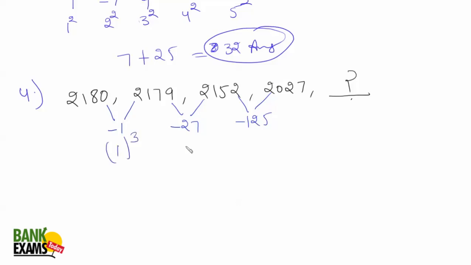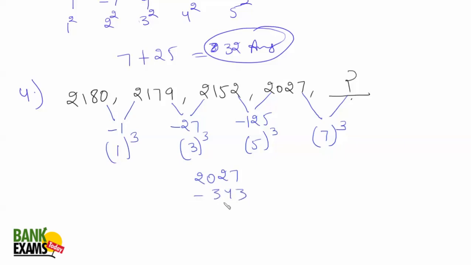It's 1 the cube, 3 the cube, 5 the cube. These are all consecutive odd numbers. The next one should be 7 the cube. Obviously I have recommended all of you to learn the cubes and squares up to at least 25. So 7 the cube, as we all know, is 343. So 2027 minus 343 becomes 1684, and that's our answer.